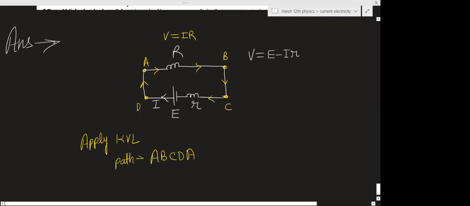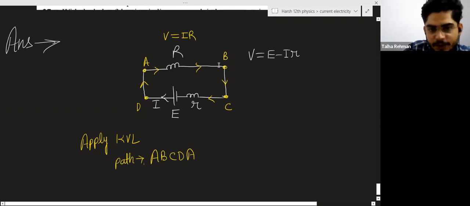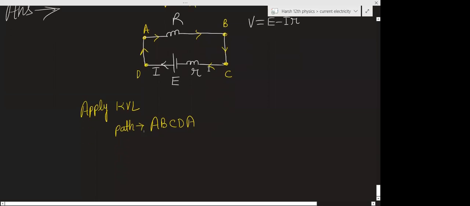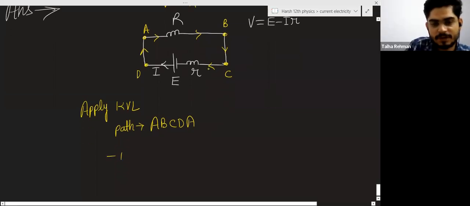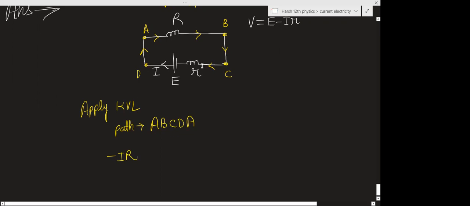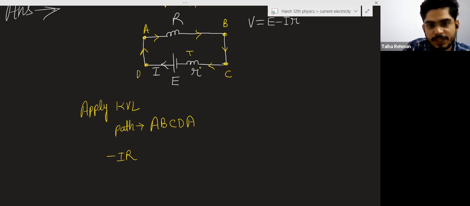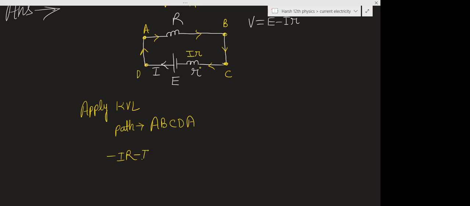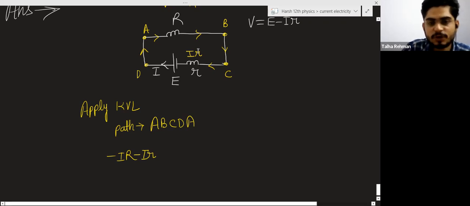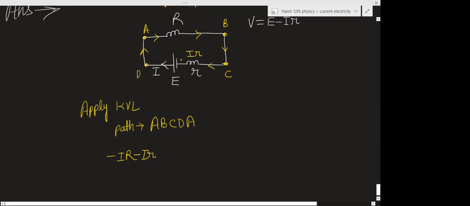Now, when moving from A to B, you are moving in the direction of current. So you will take this IR positive or negative? Negative, sir. Very good. Now from B to C, there is no cell or resistance, so it's okay. From C to D, there is the internal resistance. Here the potential drop will be Ir, and we will take it as negative, minus Ir, I into small r. And now plus E, because we are moving from lower to higher potential.